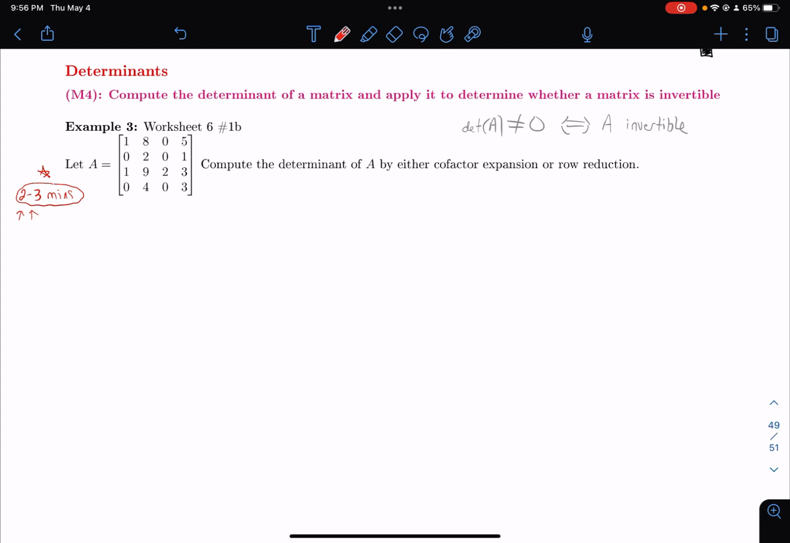All right, so hopefully you did that. Hopefully you paused the video to try this. Okay, so we could do it either way, the cofactor expansion way or the row reduction way.